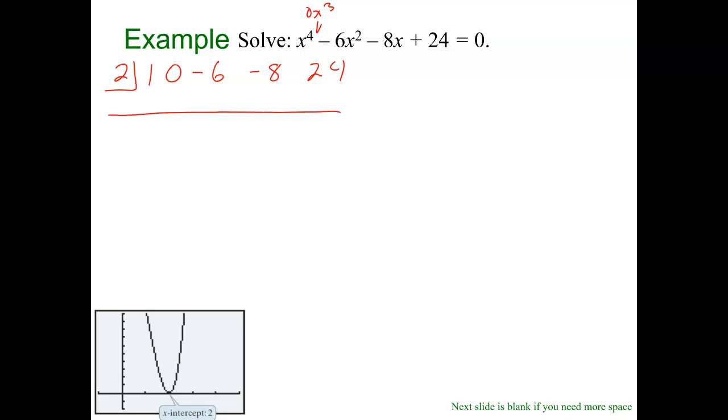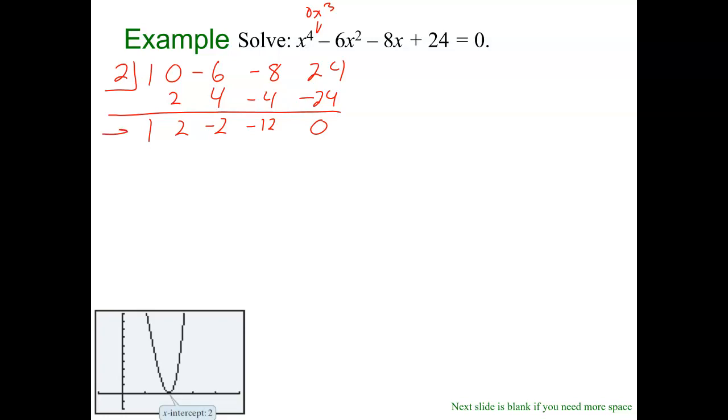Okay, walk me through that again. Bring the 1 down. 2 times 1 is 2. 2 times 2 is 4. Negative 6 plus 4 is negative 2. Negative 2 times 2 is negative 4. 2 times negative 12 is negative 24. Okay. So, is 2 a 0? Yes. Alright. We saw the intercept. We had 2 as a 0.